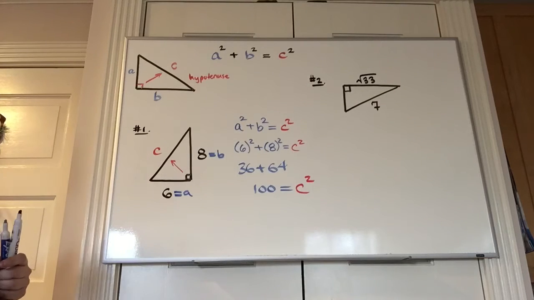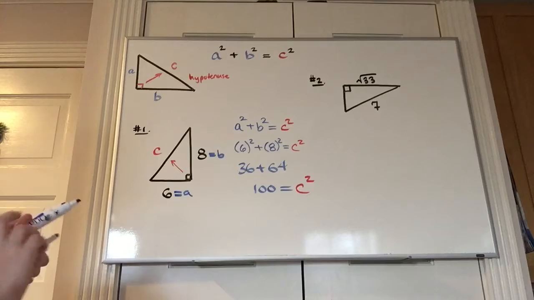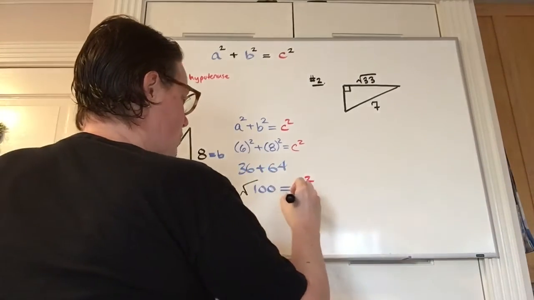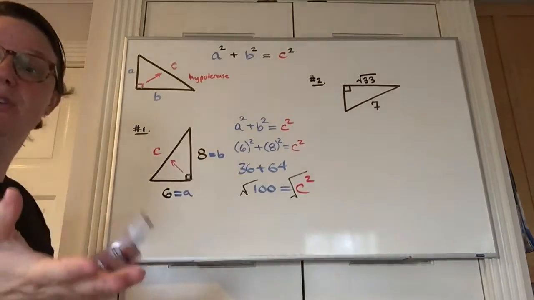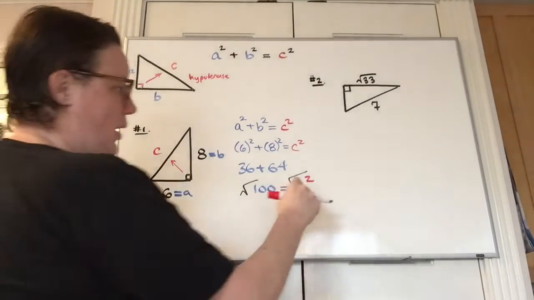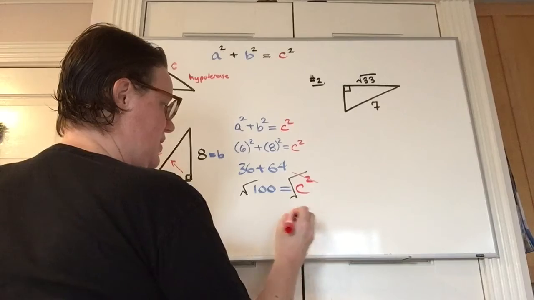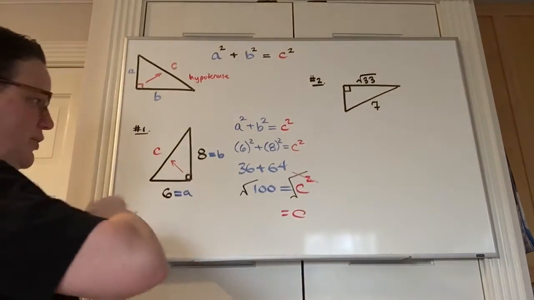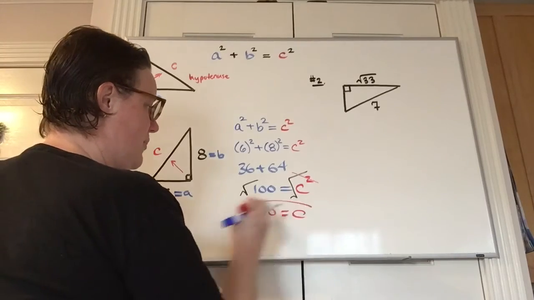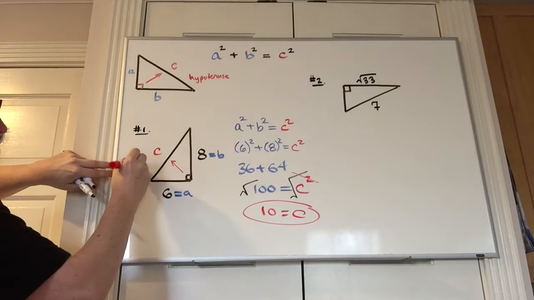A lot of these problems you'll be able to just do in your head. You can just be like, oh, 10 squared is 100. But technically speaking, what your brain is doing there is taking a square root. We talked about how squares and square roots are opposites. So if I want to get rid of a square, I use a square root. If I do the square root of C squared, those cancel, and I just get that C is equal to the square root of 100. The square root of 100 is 10. So the length of the missing side in this triangle, the length of the hypotenuse, has to be 10.